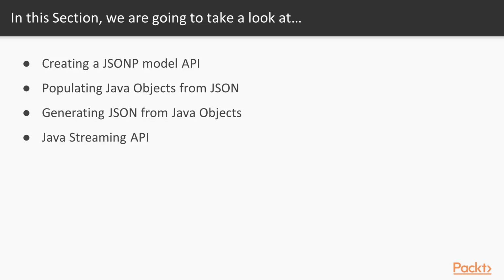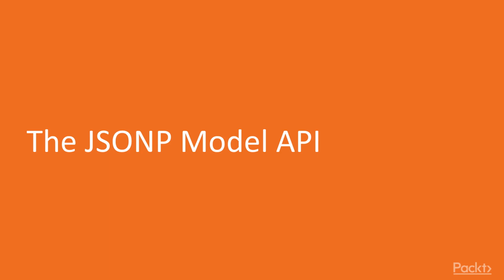At the end, we'll be looking at the more advanced concepts. So we'll be looking at the Java Streaming API. And this is the first video of this second section. In this video, we'll be looking at the JSONP model API.